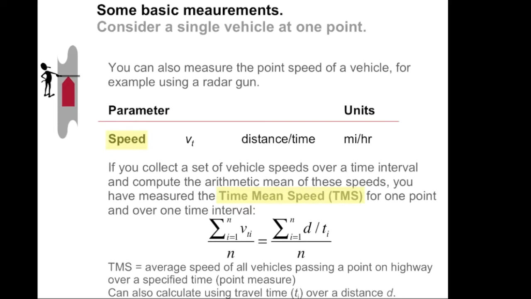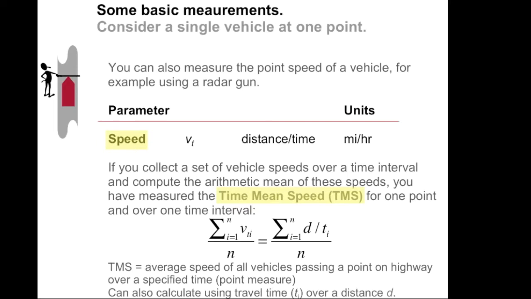So think about whether you might want to collect a set of vehicle speeds over a time interval. So you might stand or sit by the side of the road with a radar gun and observe a number of vehicles during a 15-minute period, measure their speeds, keep track of those speeds. And then if you take the arithmetic mean of those speeds, you've measured something we call in transportation the time mean speed, or the TMS. So that's only valid for that one point and over that one particular time interval.